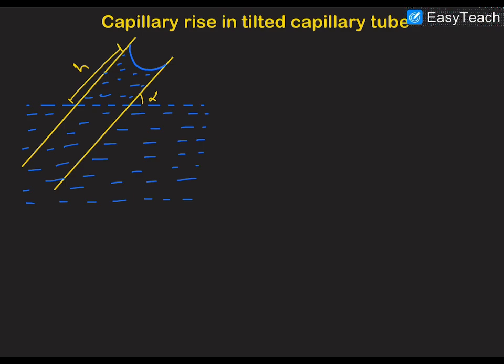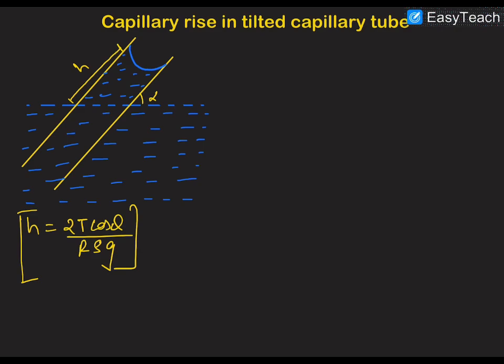In the previous video, we have already discussed the formula for capillary rise in a straight tube, which was h is equal to 2T cos theta upon r rho g. In this video, we are going to discuss the rise of liquid in the tilted capillary tube. Again, we are going to discuss both of the methods.